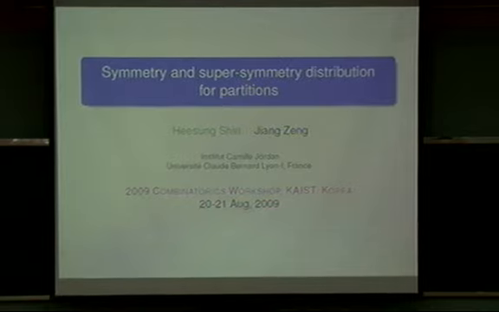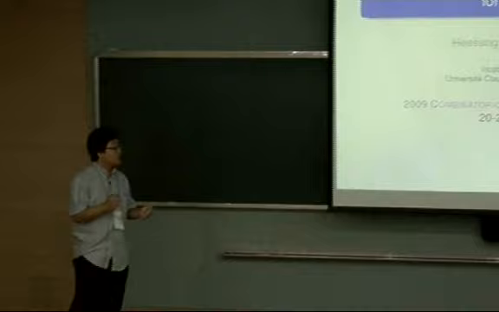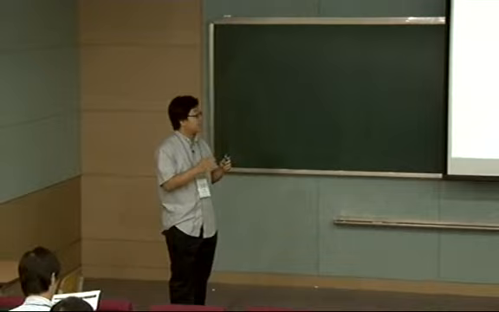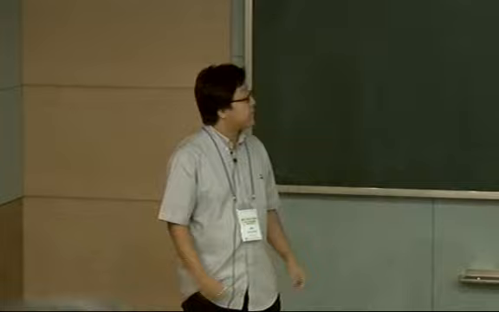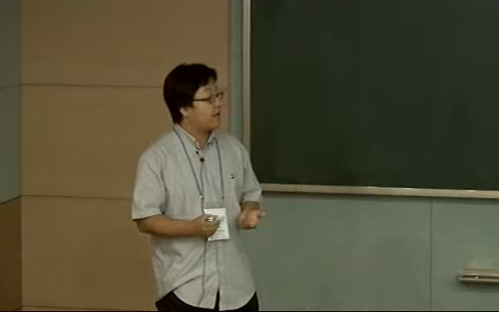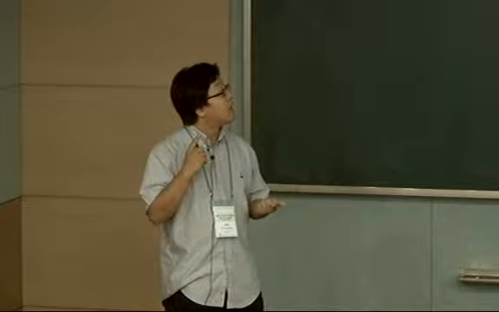Supersymmetry diffusion through partitions. In general, two statistics for combinatorial objects are symmetric if the bivariate generating function for the two statistics is symmetric. In this talk, I show two cases. One is that hook length and part length are symmetric, and the other is that arm length and leg length are supersymmetric.